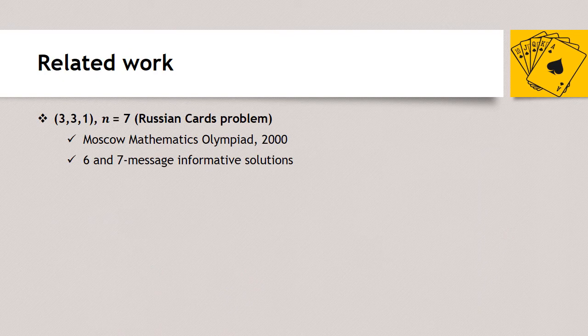The 331 instance with 7 cards of the generalized problem appeared at the Moscow Mathematics Olympiad in 2000, and this was later called the Russian cards problem. There are known solutions for this problem instance in which Alice can use a 6 or 7 message announcement protocol, which is informative and also safe.